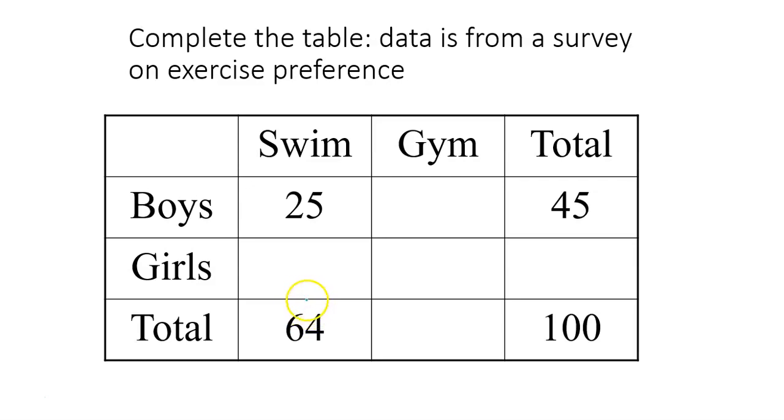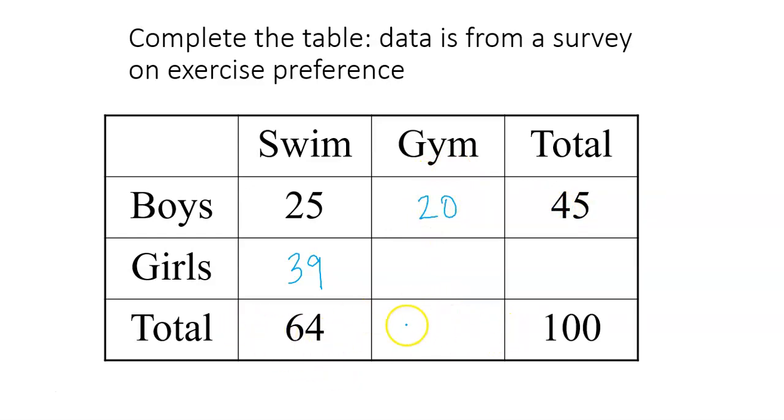So in order to complete this table, we again need to think about how all of the rows should total to this total, and the column should total to this one. So I know that 25, the number of boys who prefer to swim for exercise, added to the number of girls that prefer to swim should equal 64. So in order to find that, I'm going to take 64 minus 25, and I'll get 39 girls here. I know that there are 25 boys who prefer swimming. There's a total of 45 boys, and so I need to subtract 25 from 45 to get the number that prefer the gym.